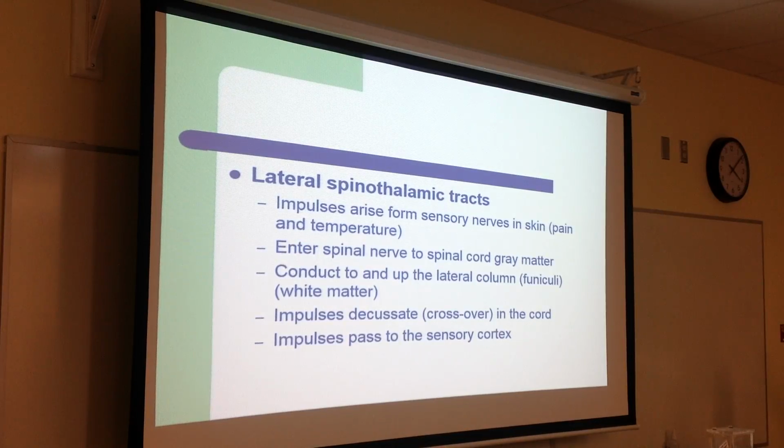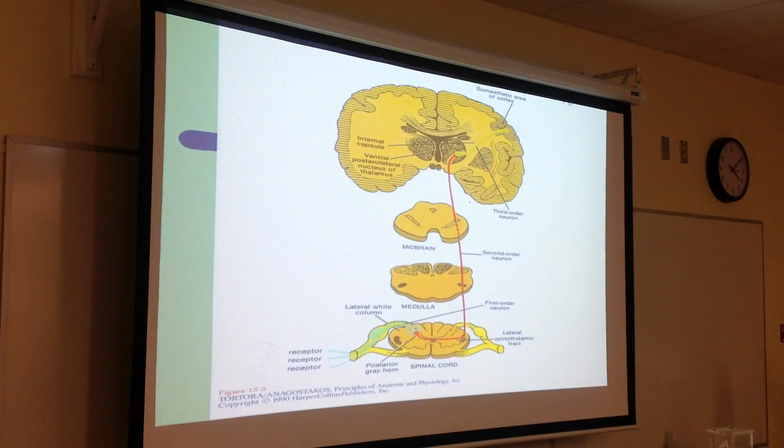It enters the spinal nerve and goes to the spinal cord, to the posterior gray horns as before. Now, it crosses where? In the cord. And it crosses over to the lateral column this time rather than an anterior column, and conducts up the lateral column to the thalamus, where it will synapse with a third neuron to again carry it out to the primary sensory cortex. Now let's take a look at this version.